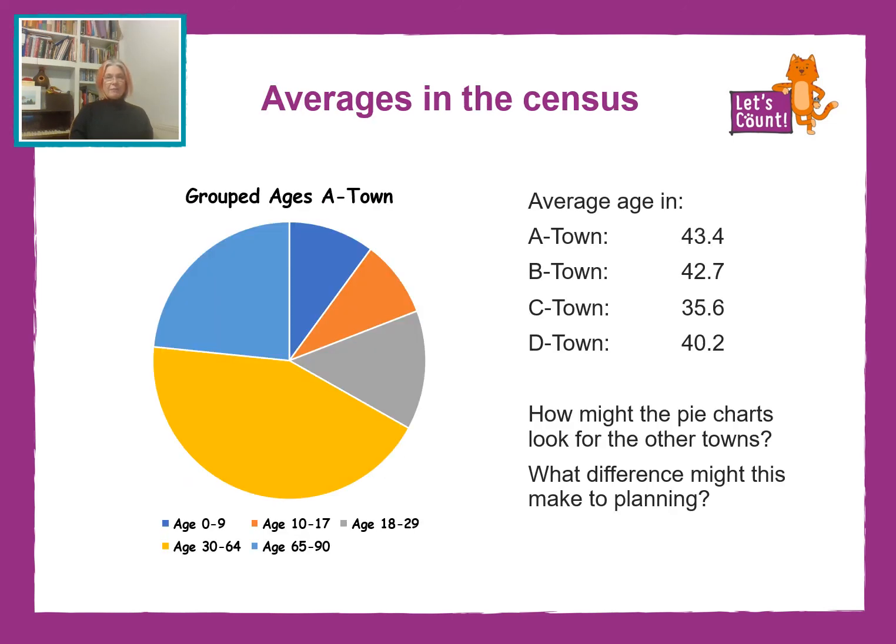Let's relate the idea of averages to the census data. We've got the pie chart for the ages of the population of A town here again, along with the average for not only A town but also for B town, C town and D town. The task here is to think about how the pie charts for the other towns might differ to the pie chart for A town. Which sections might be larger and which smaller? If you have some circles, you might want to pause here and have a go at sketching the pie charts for B, C and D town.